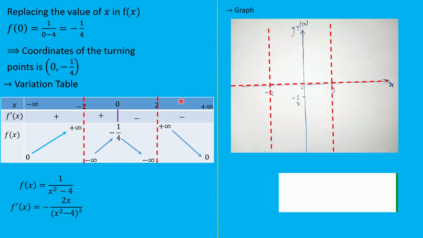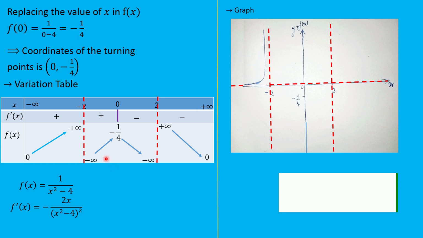So now after that, I have what? The first portion of my variation table is from negative infinity, from 0 to positive infinity. So it leads from 0, and it increases to positive infinity. So what we are seeing is that it is avoiding the vertical asymptote, since the vertical asymptote can never be touched by the curve.